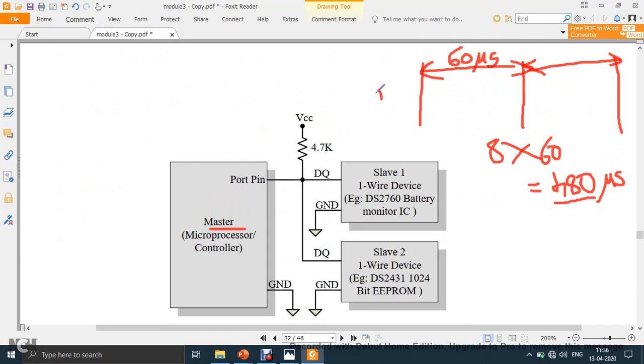So this is the DQ line. To write a 1, the master will pull this line low. For how much time? At least 15 microseconds, and then it will again pull up the line. So this will be for a minimum of 15 microseconds, and this will mark a 1.